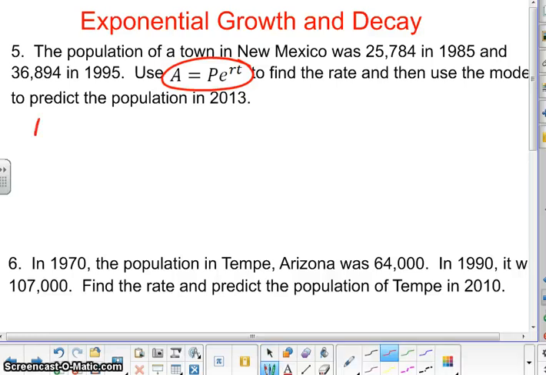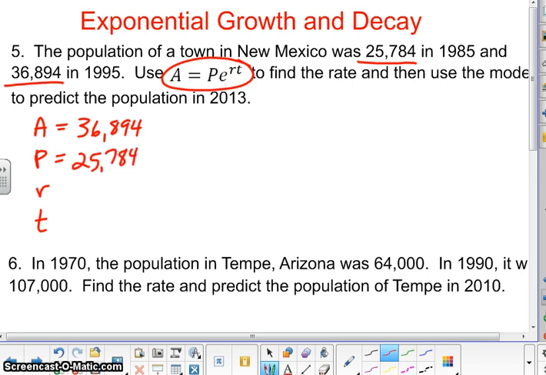What is A, what is P, what is R, what is T? A is the ending amount, and with the data that was collected, 36,894 people was at the end, and at the beginning, it was 25,784. It asked us to find the rate, so we do not know that. And the time, if you look at the years, you got 1985 all the way to 1995. So that is 10 years.